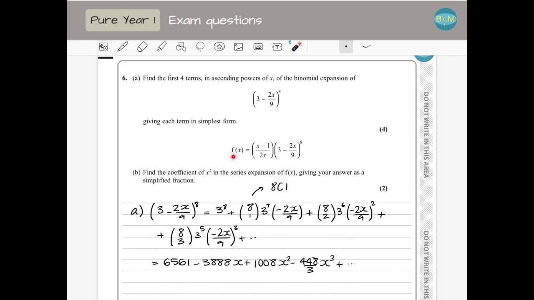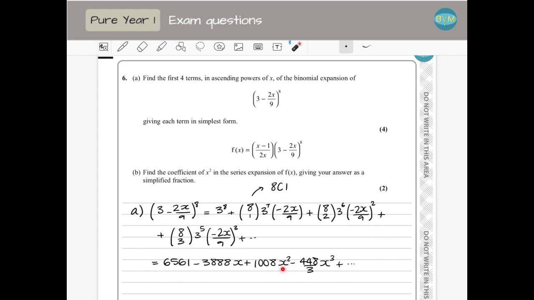You have to find them out. Then we have a function that is defined by our binomial expansion multiplied by something else. Find the coefficient of x squared in the series expansion of f(x). So we don't need to do the whole thing. We just need the coefficient of x squared. So you have to think what happens when I multiply this by my binomial expansion, and see which one is going to give you the x squared. So if you multiply, think that you're going to divide by x after. So if you multiply x by this expression and then you divide by x, the one that is going to give you the x squared is going to be this one.